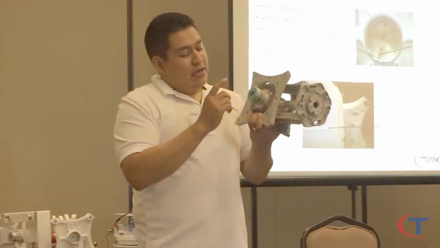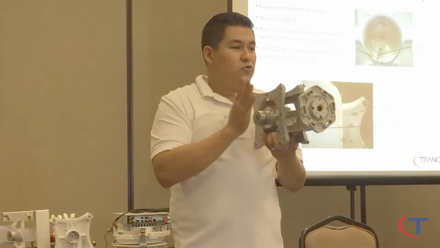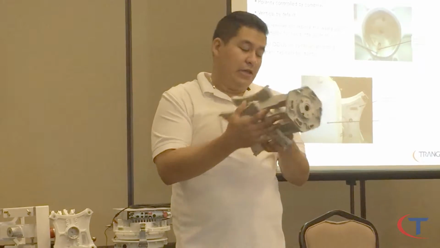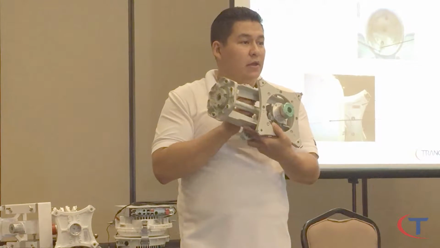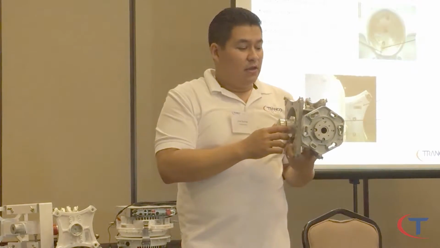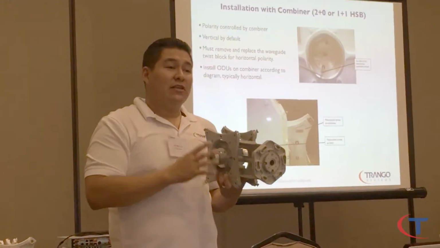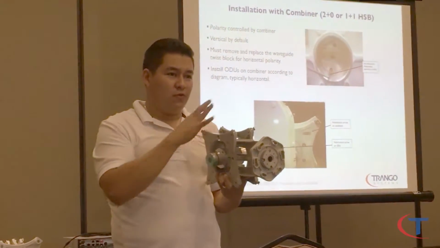So this one side, the actual main side, it's vertical, and the other one is horizontal. Now, when you have this on the tower side, the ODU has a V going up. You put it sideways, it's horizontal. That's always a good indication of how to mount the ODU to the combiner.